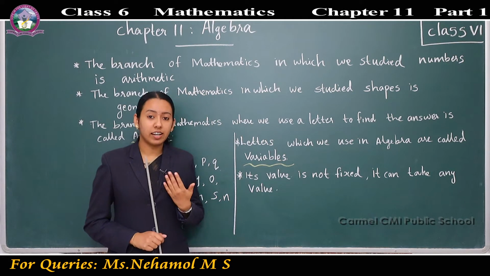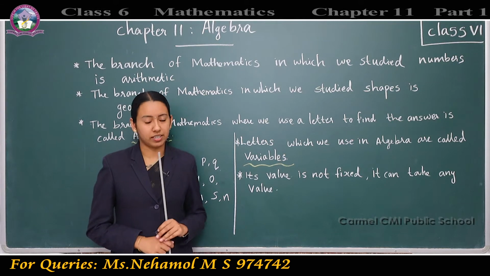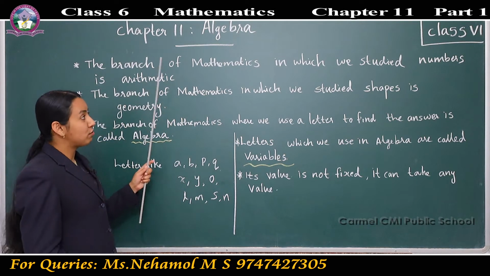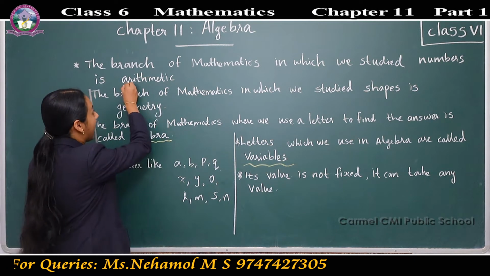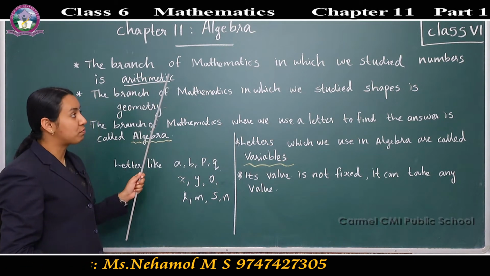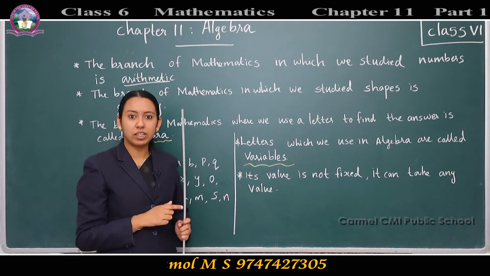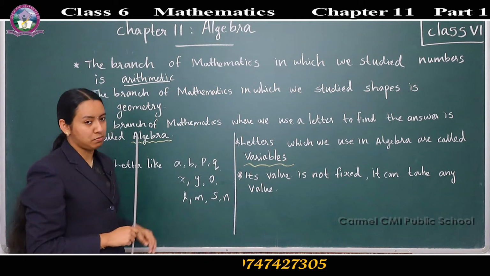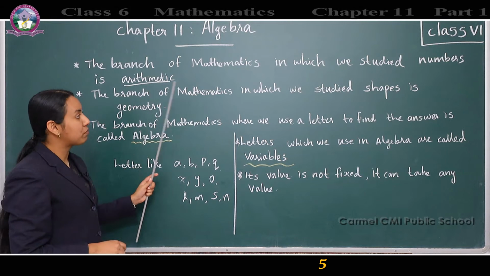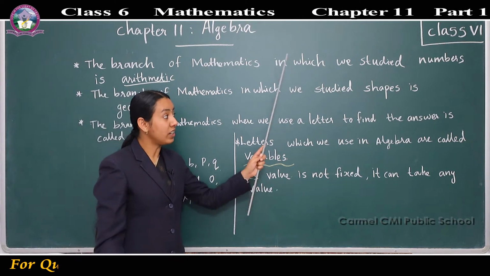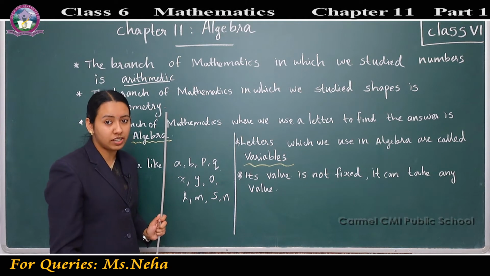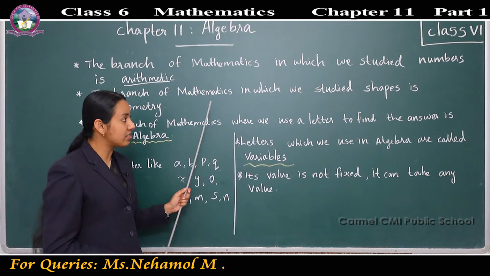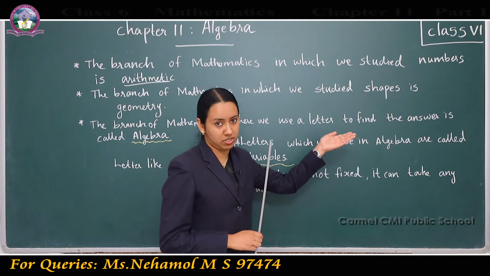We know that there are different branches in mathematics. The branch of mathematics in which we study numbers is known as arithmetic. And the branch of mathematics in which we study shapes is known as geometry. What is geometry? The branch of mathematics in which we study about shapes.